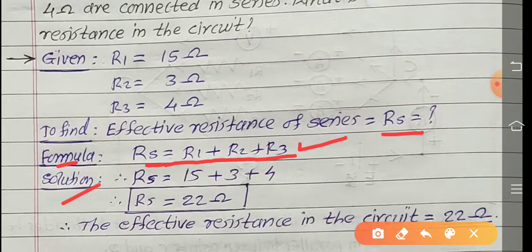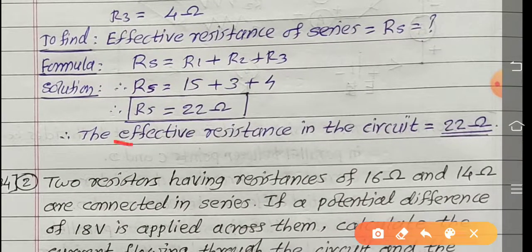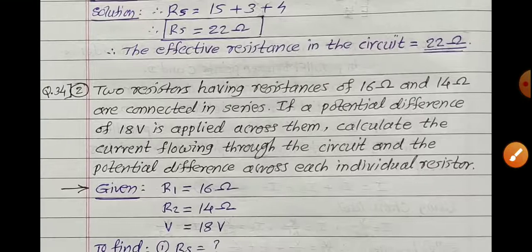Now the solution. RS is equal to, substitute all the values of R1, R2, R3, make the addition: 15 plus 3 plus 4, and you get the answer 22 ohm. At the last you write down that sentence: the effective resistance in the circuit is 22 ohm. Next question is given here.